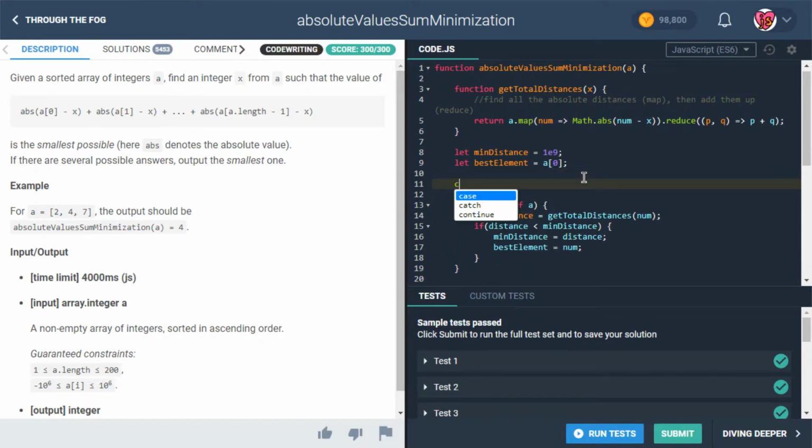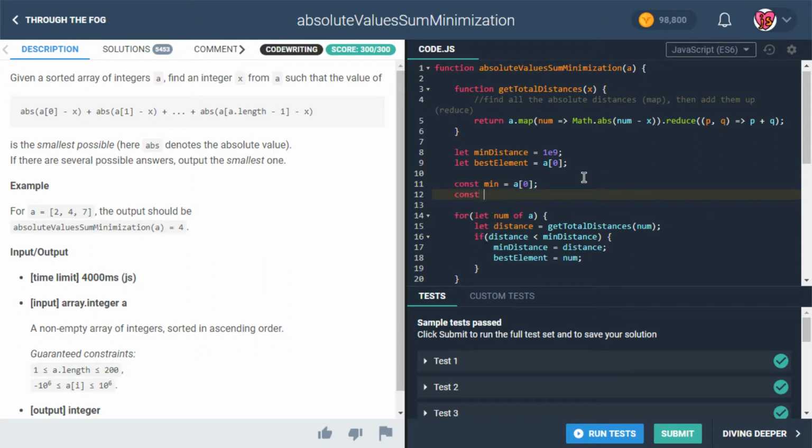Actually, constant. I have a constant value called min. There we go. So min is just going to be the lowest element in the array. We already know that the array is organized in non-descending order, and so we know that the first element, the 0th element, is going to be the minimum, and the final element is going to be the maximum.